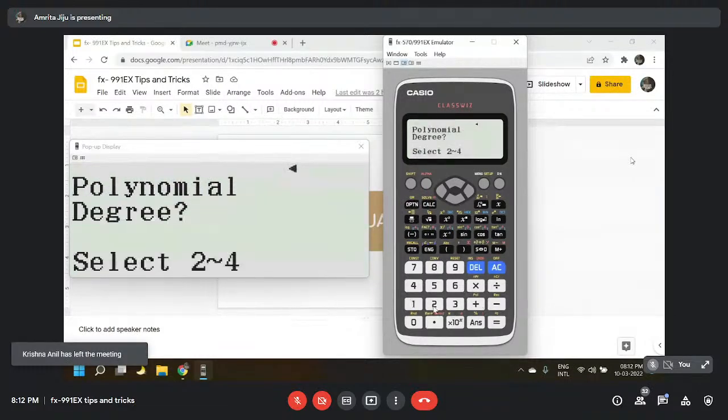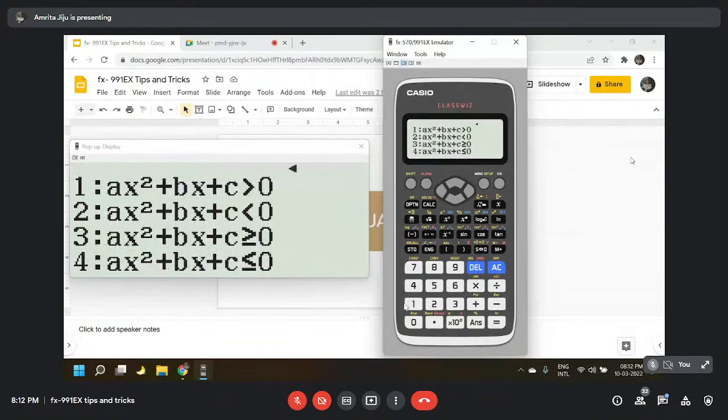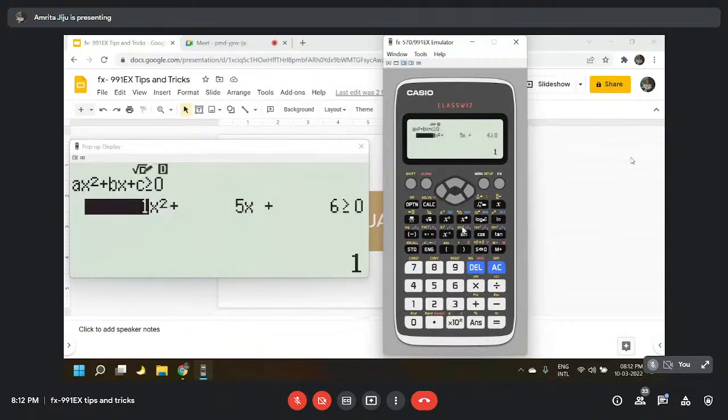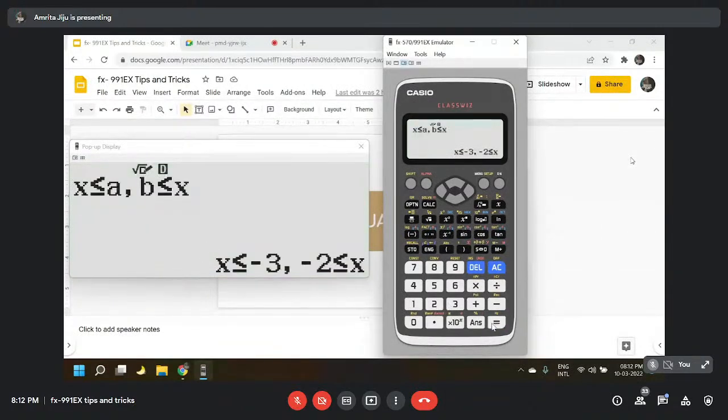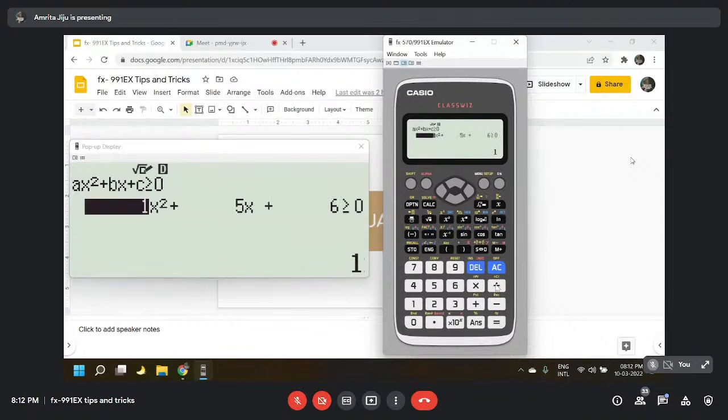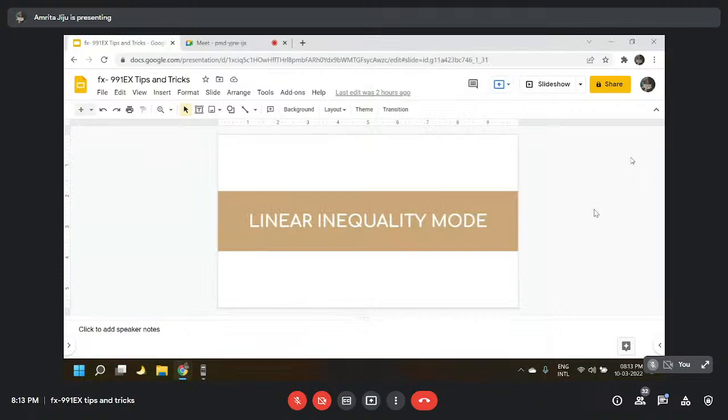You just go for 2 and let's say greater than or equal to. So again, the same polynomial is here. Just hit equal to, you can find the range: x less than or equal to -3, or x greater than or equal to -2. So that's how you basically do the linear inequality function. You can use any type of variables or any type of equations to find the range of that linear inequality from this calculator. So that's the linear inequality mode.